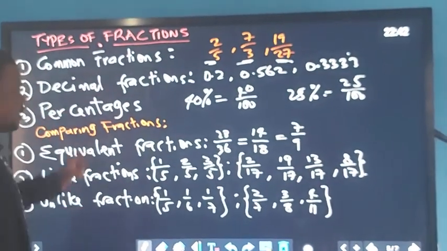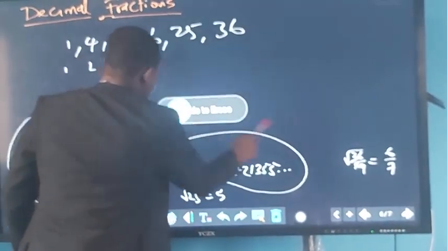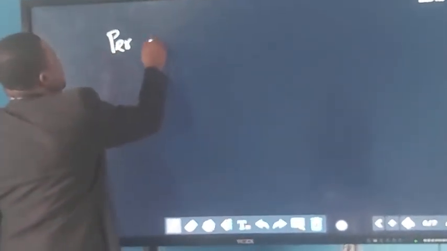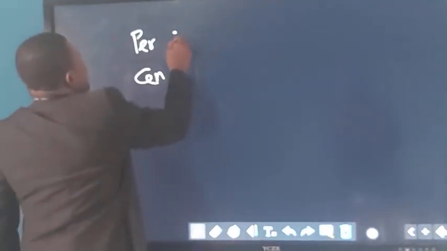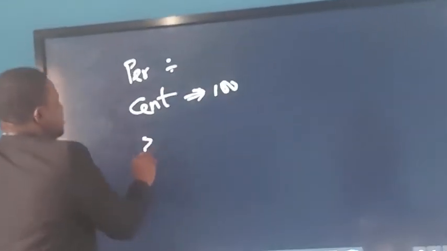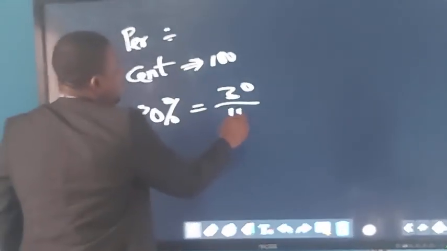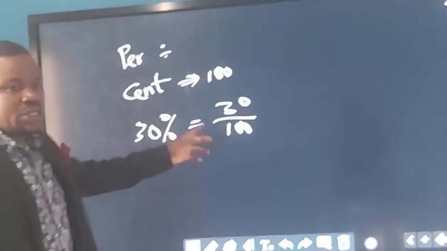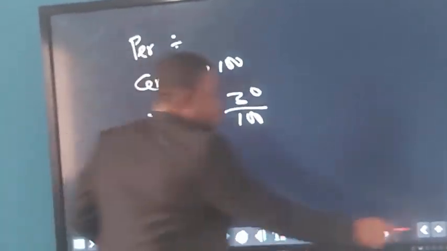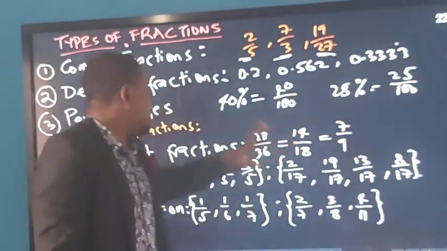Percentages. The 1%. What does the word percent mean? Per means divide, and cent refers to 100. So if I write 30%, what I'm saying is 30 divided by 100. Per is divide, cent is 100. 30%, 30 over 100. Is that okay? Percentages are another form of fraction. That's my emphasis. This is an example of percentages: 40 over 100.